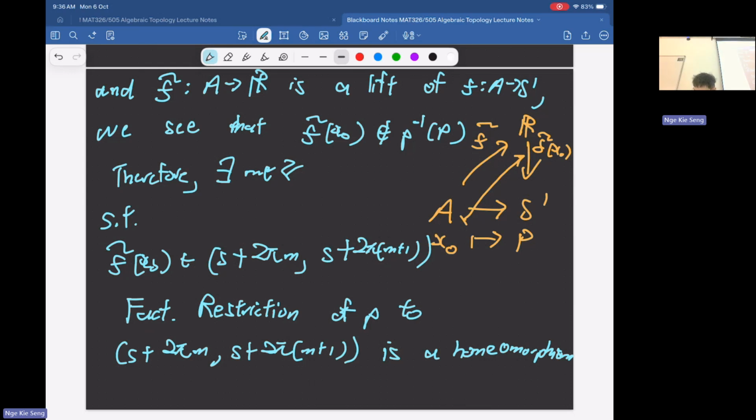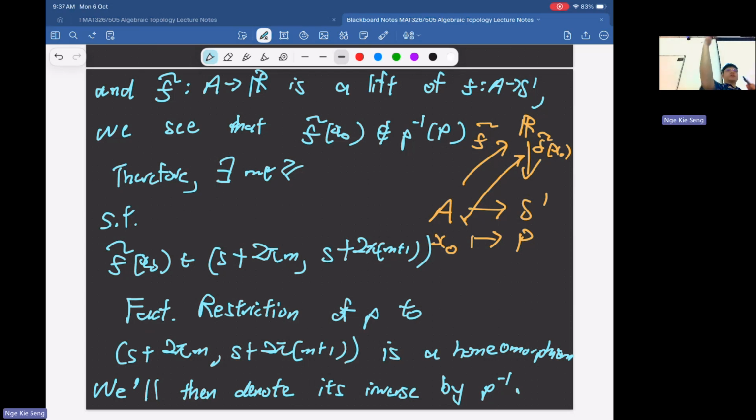Okay, so we will then denote its inverse by P inverse. For the whole projection map, there's no inverse map, because what? For example, a point 1 you can send to any multiple of 2 pi. But if you restrict to an interval, it is a bijection. You restrict the domain, it becomes a bijection.